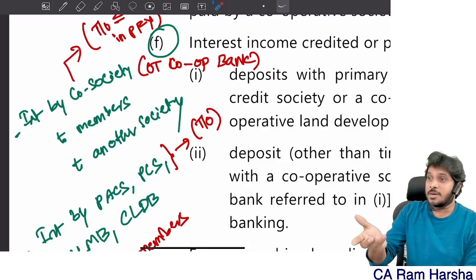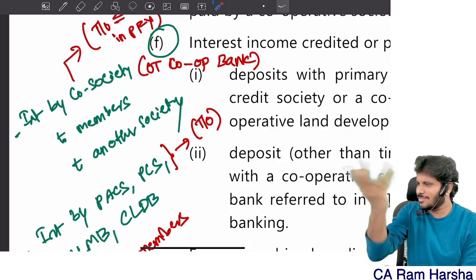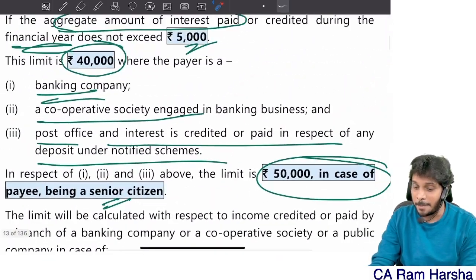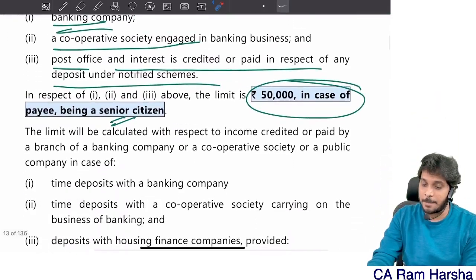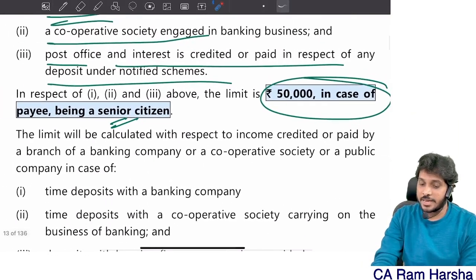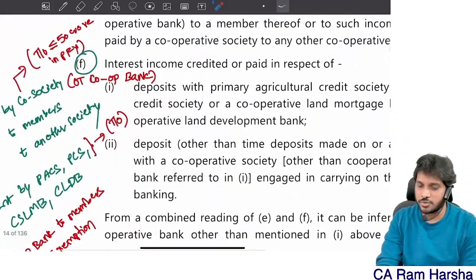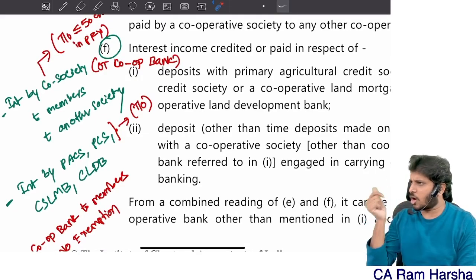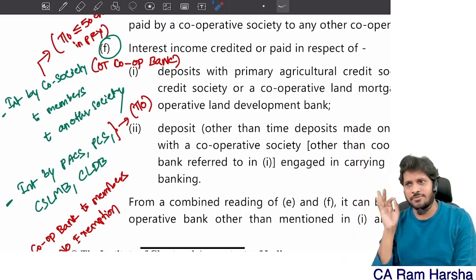This threshold is applicable only if the payee is an individual or HUF. Normally it is not applicable. Threshold limit is not applicable. Yes or no? I hope you have seen it. Where the payer is so and so. Further, if the payee is a senior citizen, then how much is it? 50,000. Now you see, if interest is paid by a cooperative society other than a cooperative bank. If it is a cooperative bank, straight away 40,000 threshold, and straight away 50,000 threshold in case of a senior citizen.